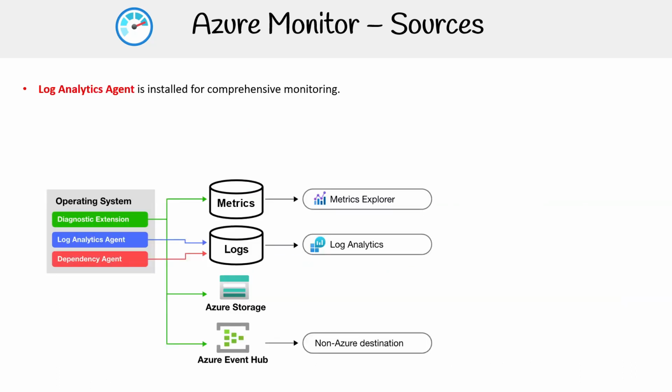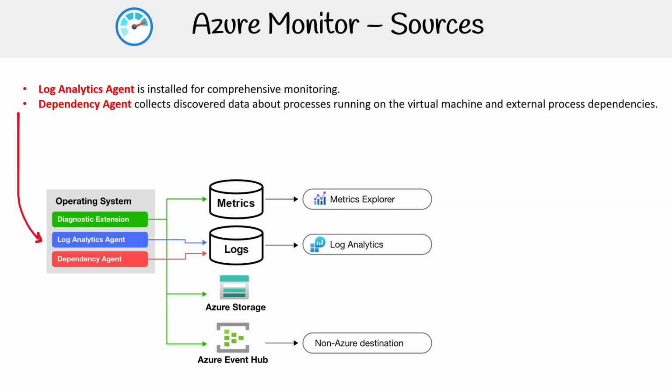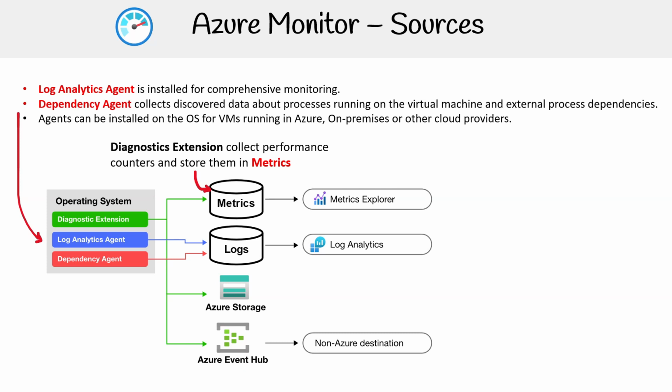Log Analytics Agent is installed for comprehensive monitoring. Dependency Agent collects discovered data about processes running on the virtual machine and external process dependencies. Agents can be installed on the OS for VMs running in Azure, on-premises, or other cloud providers. Diagnostics Extension collects performance counters and stores them in metrics.